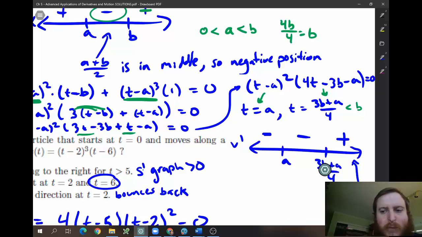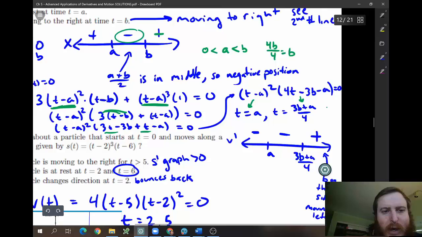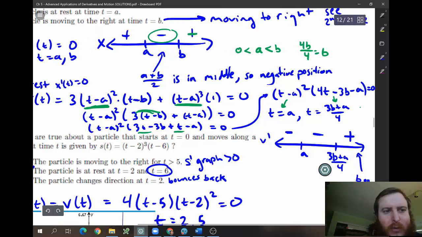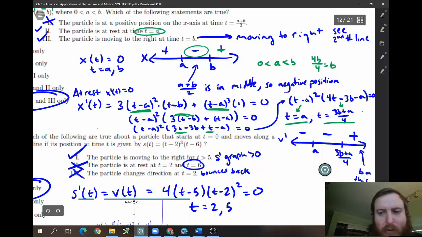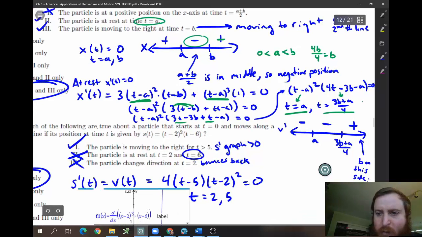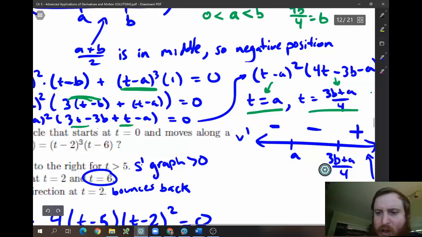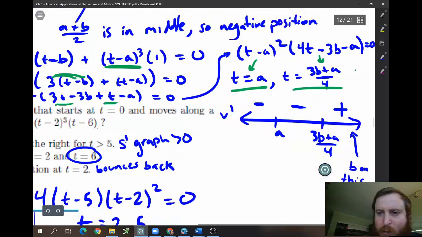So that's important. So anyways, when I'm looking at question 2, part 2, it says the particle is at rest at time a. Yes, it is. It's at rest at a and at 3b plus a over 4, because those were our zeros for velocity. So 2 is true. Then b is asking, is the particle moving to the right at time b? Well, we just talked about that this 3b plus a over 4 has to be smaller than b. So that means b is in this very far section.